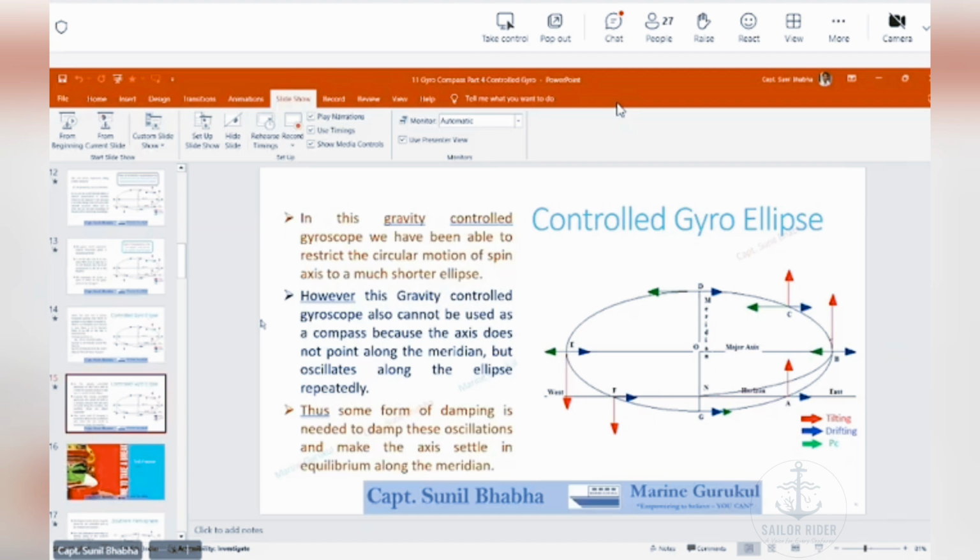Okay, beta. Great. So we have done the controlled gyro. So now I will show you how this is dampened. So that's the final procedure in the gyro compass. So before that, let's take a short break, beta.